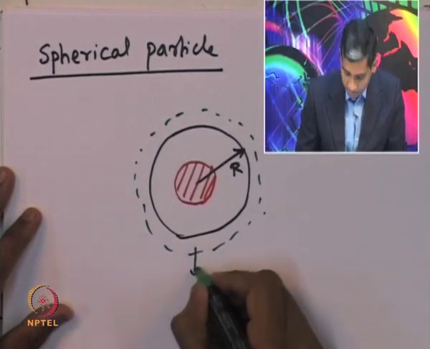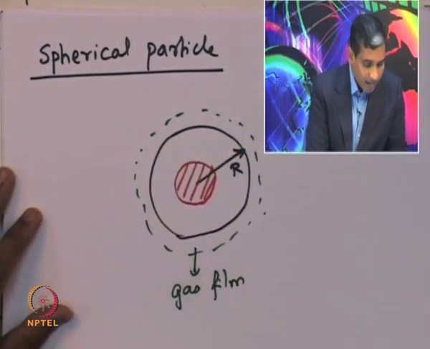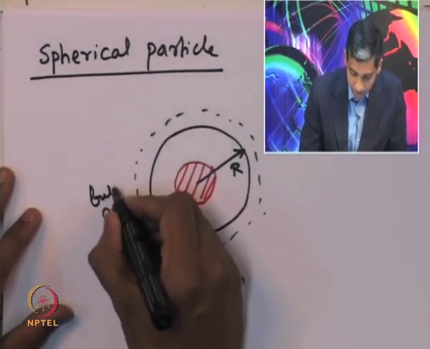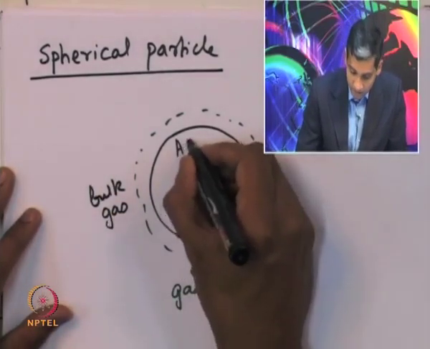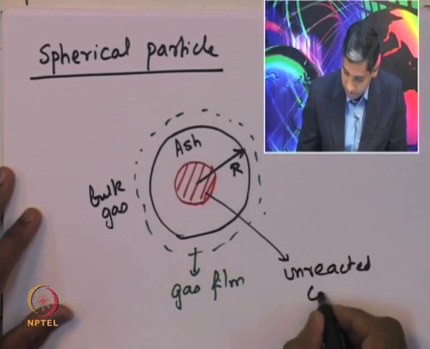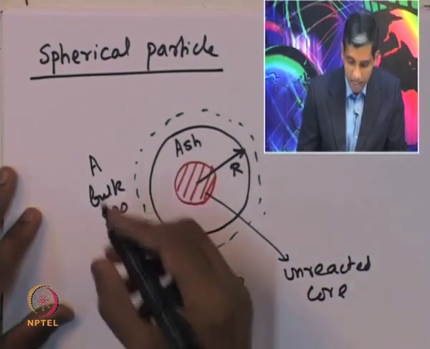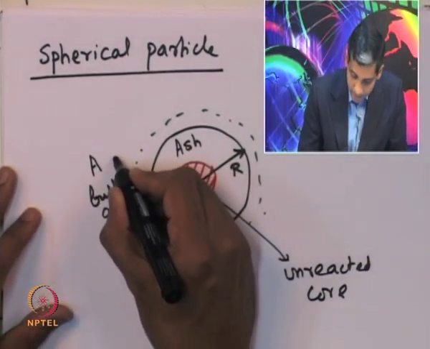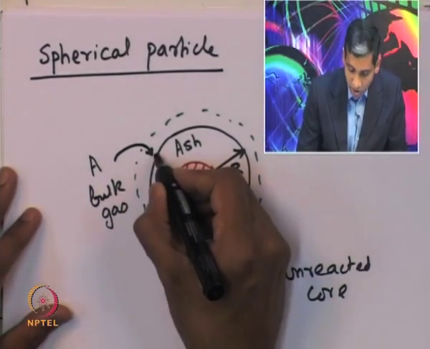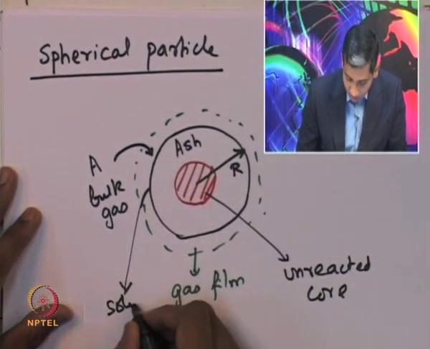So, this gas film will exist around the spherical particle, and the gas which is present in the bulk. Let us say this is the bulk gas stream, this is the ash layer, and this is the unreacted core. If species A is present in the gas stream, species A first has to go through the gas film and then to the surface of the solid core.